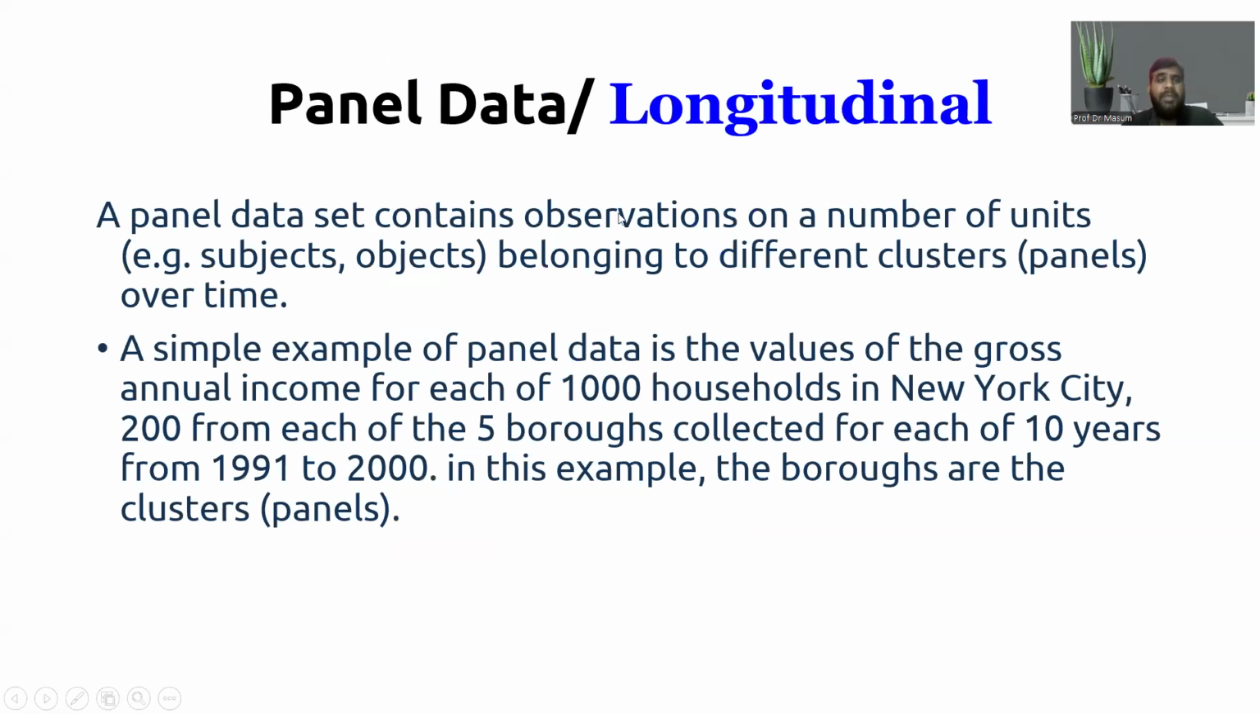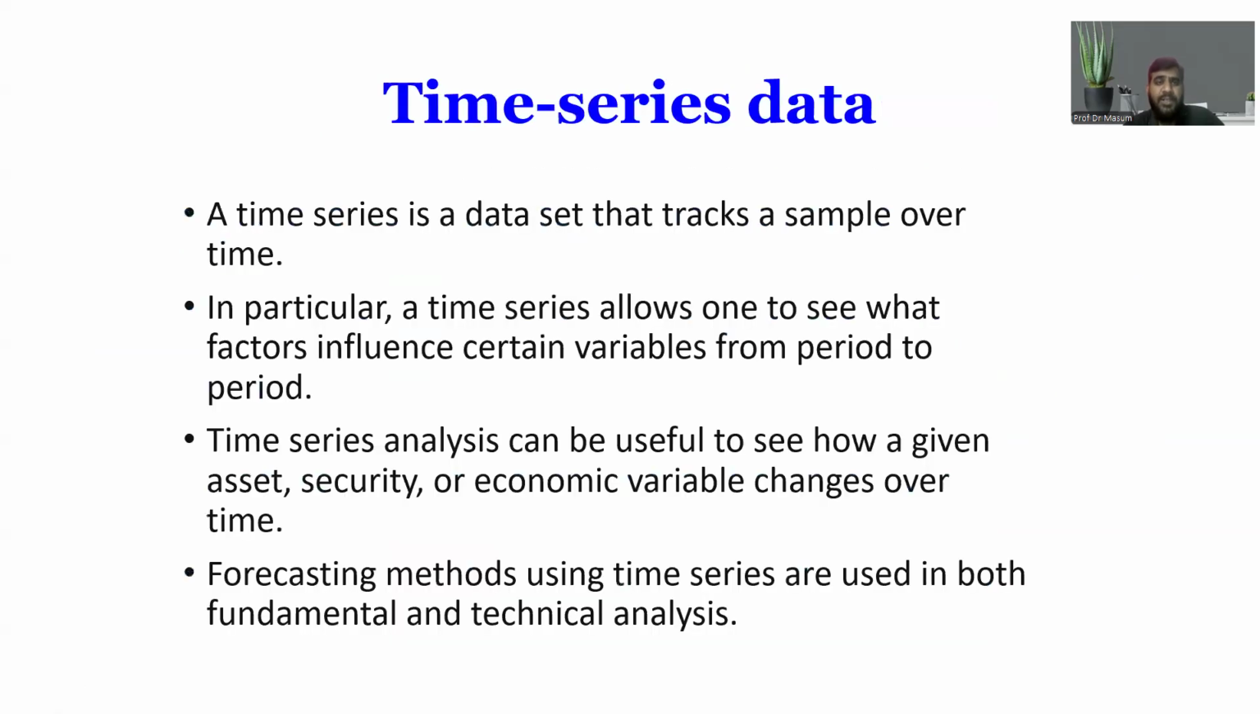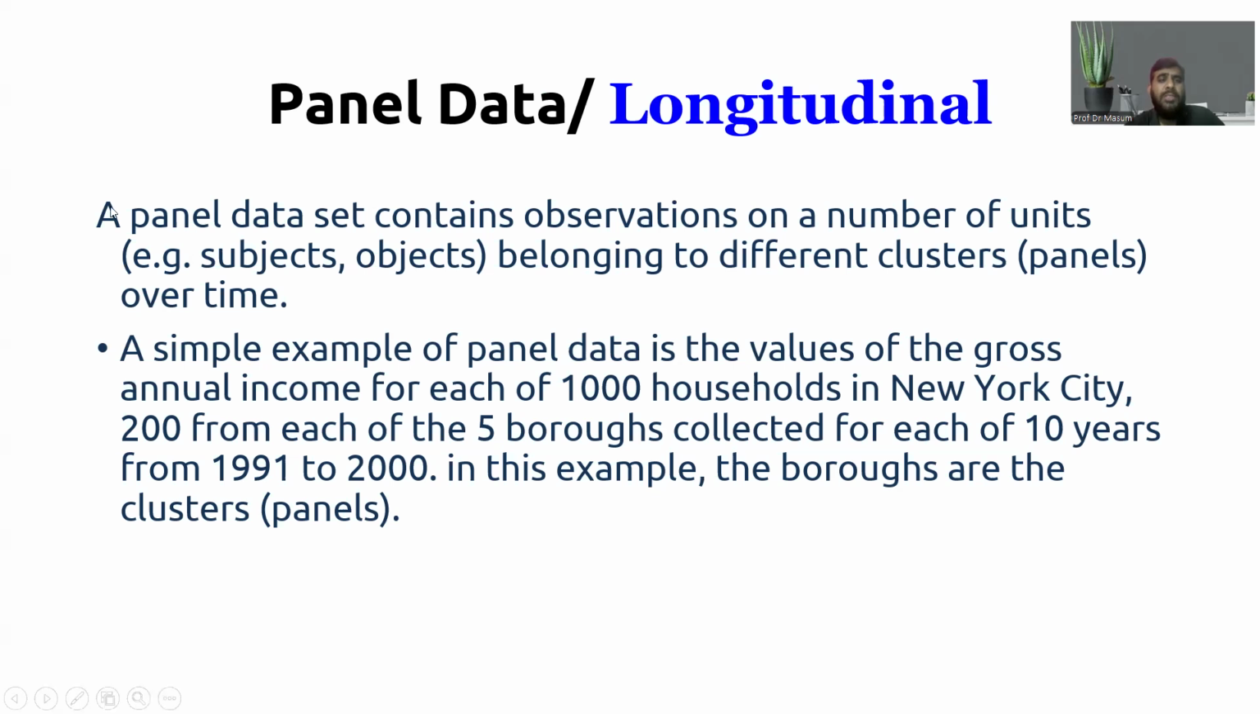The data may be panel data or longitudinal data. A panel data set contains observations on a number of units belonging to different clusters over time. That means the characteristics of cross-sectional data and characteristics of time series data are combined together to develop panel data. In cross-sectional data, only one year of data was summarized. Here, many years of data will be summarized.